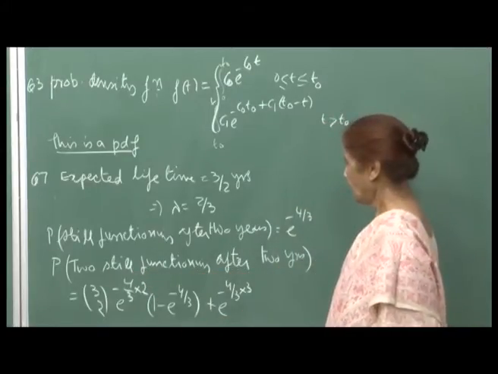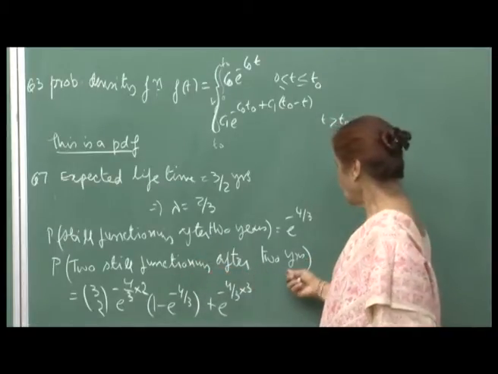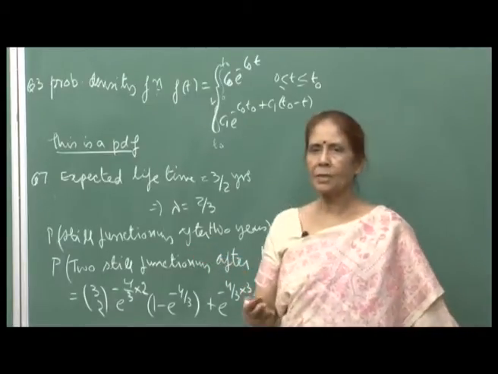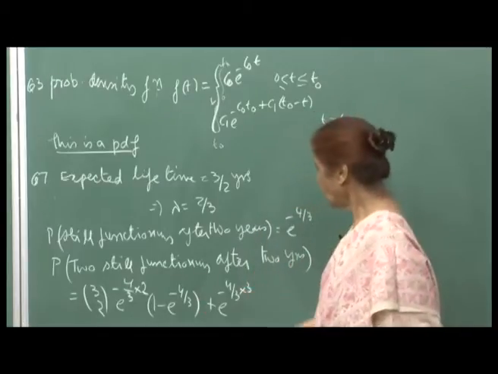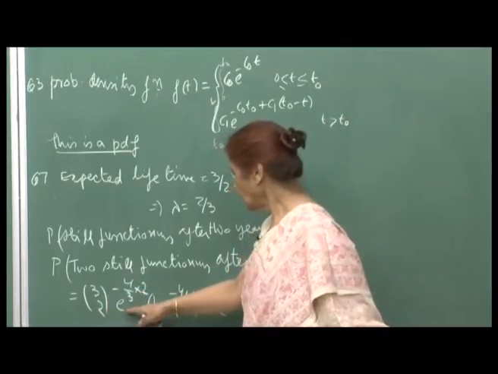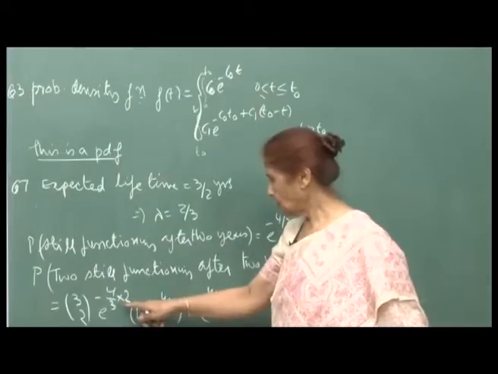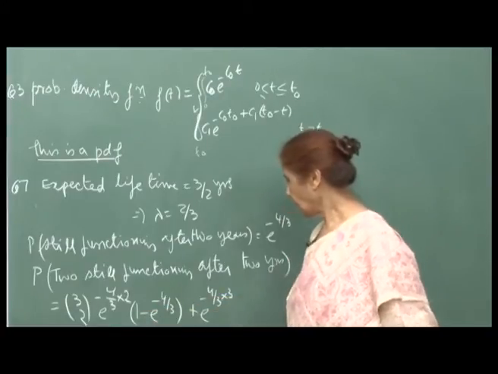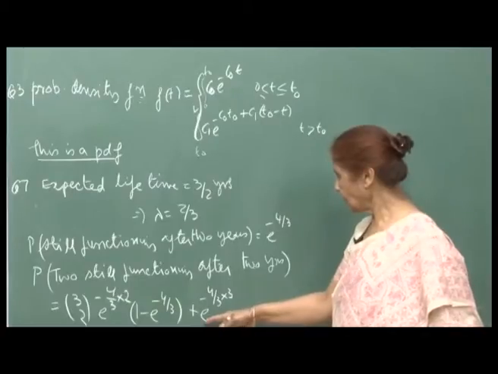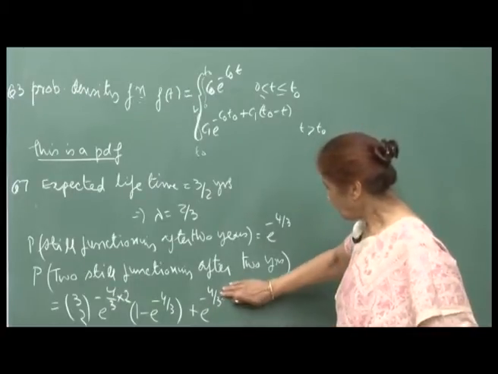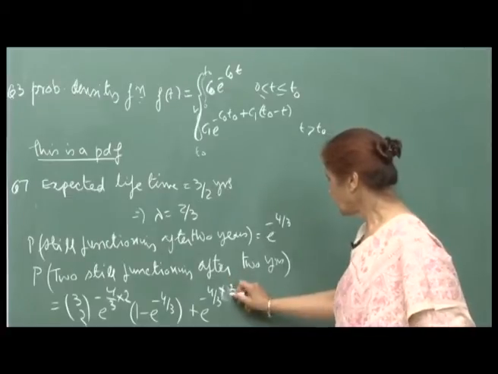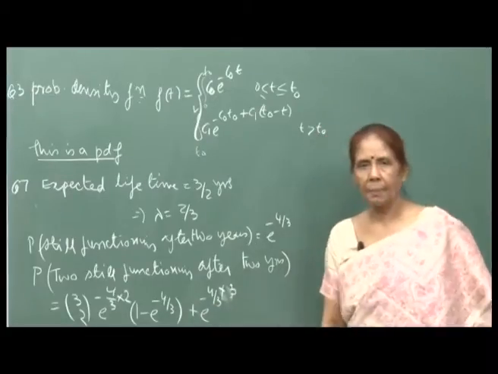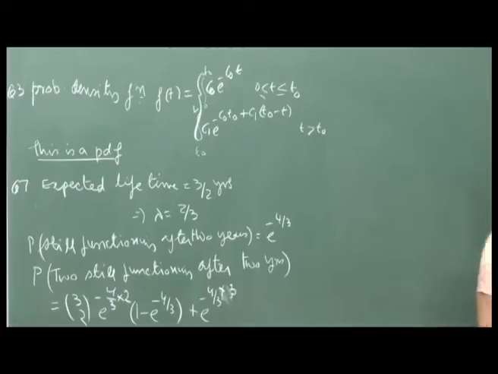Now, you want the probability that 2 are still functioning after 2 years, at least. That means after 2 years either 2 of them are functioning or 3 of them. When 2 of them are functioning, it will be 3 C 2 e raised to minus 4 by 3 into 2, because 2 of them are functioning and 1 of them is not functioning. So, it will be 1 minus e raised to minus 4 by 3, and or you have all 3 of them functioning. So, it will be e raised to minus 4 by 3 into 3. That means this will be e raised to minus 12 by 3. So, this will be the required probability.